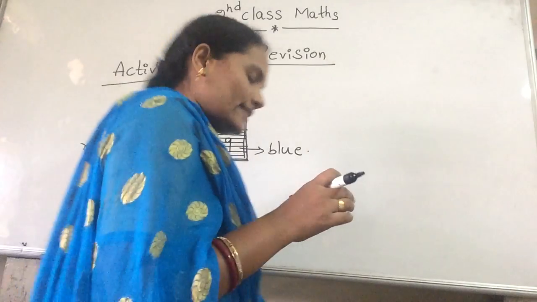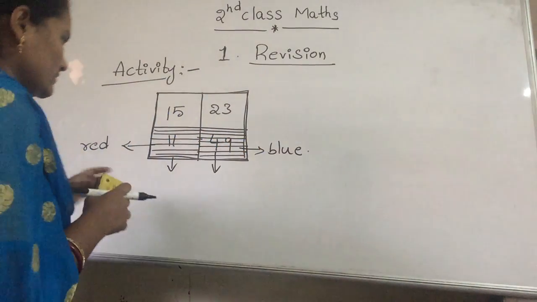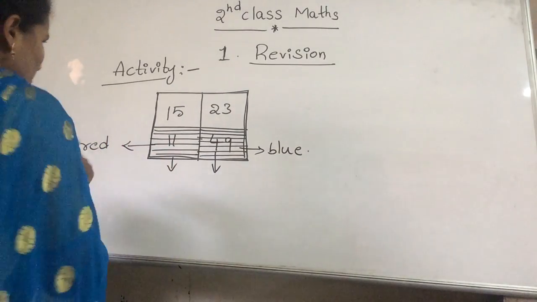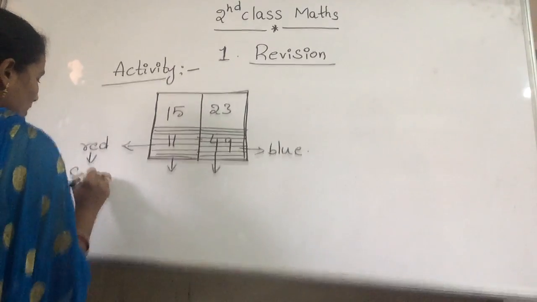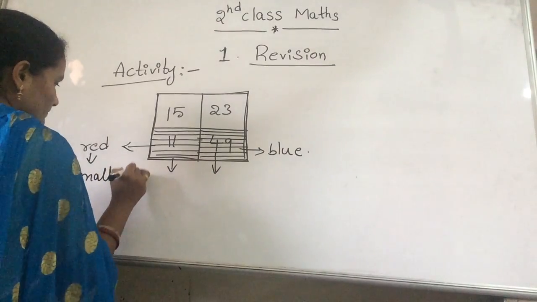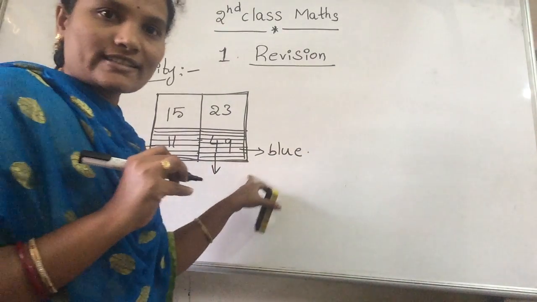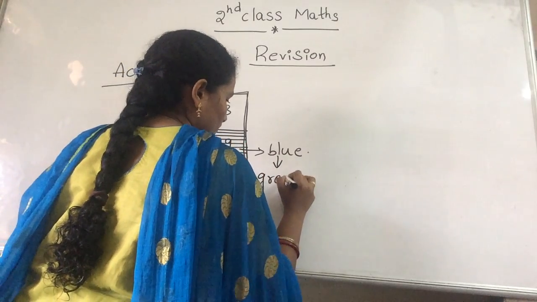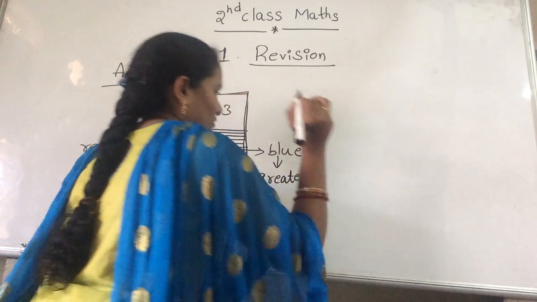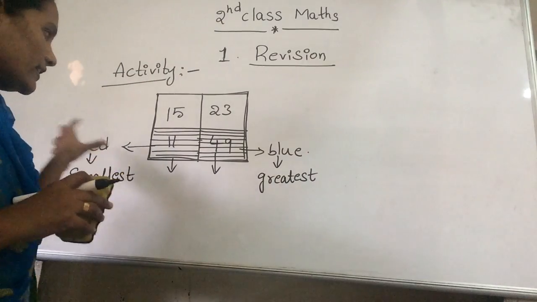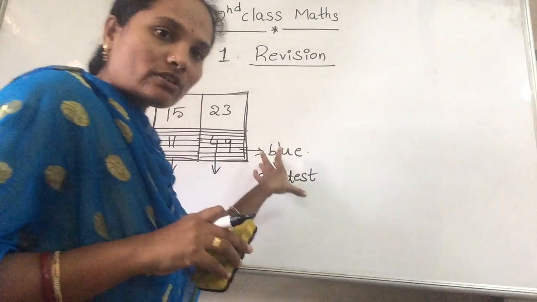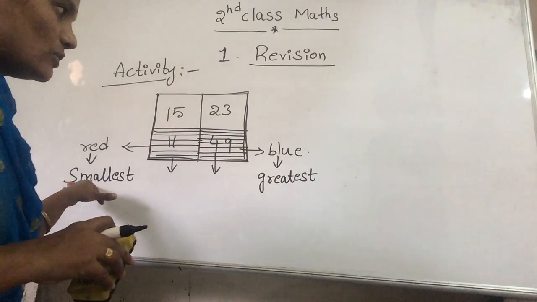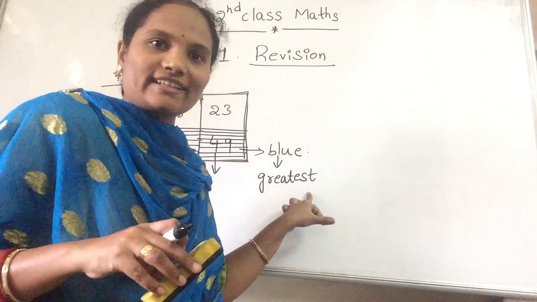Now let's see the next one, comparing numbers. You can understand this one. Red color for the smallest number, and greatest number for blue color. You do coloring. Why are you using these colors? Because you can easily identify what is the smallest number and what is the greatest number.